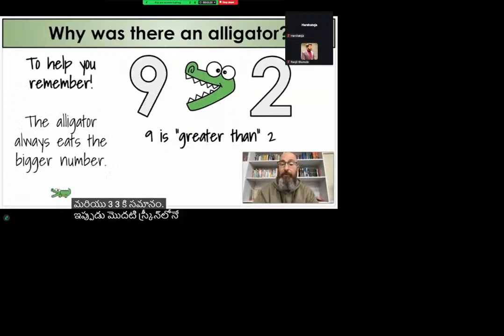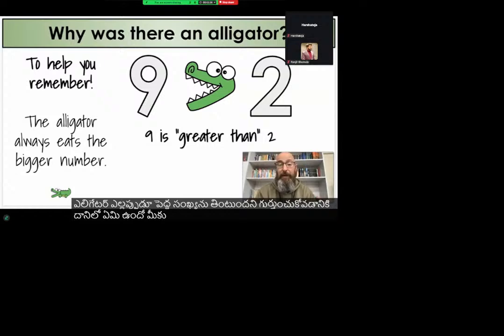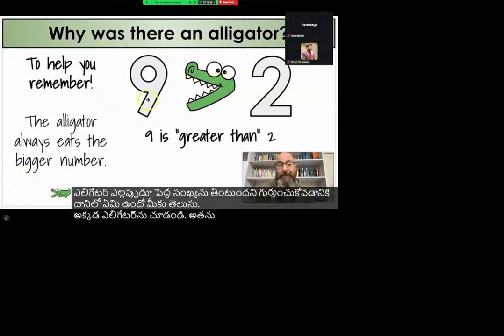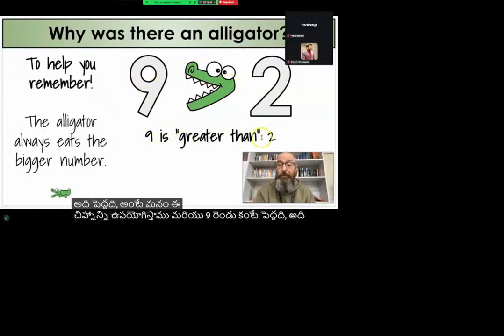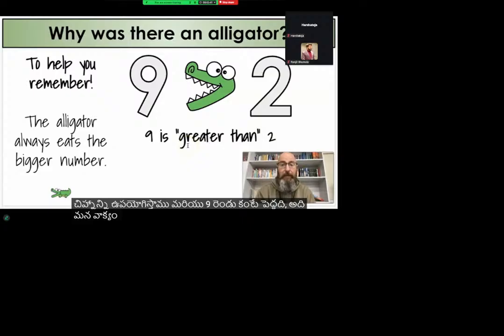Now, in the very first screen, we said this before, why was there an alligator? That didn't make any sense. Well, you know what? It's there to help you remember. The alligator always eats the bigger number. See the alligator there? He sees the 9. It's bigger. So that means we use this symbol. And 9 is greater than 2. That would be our sentence, because the alligator likes to eat the bigger number.